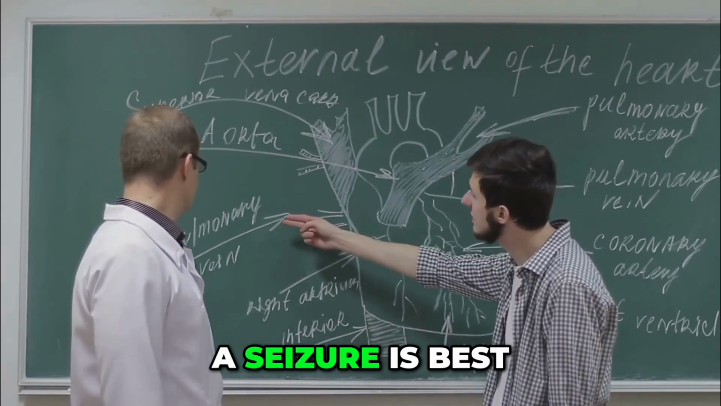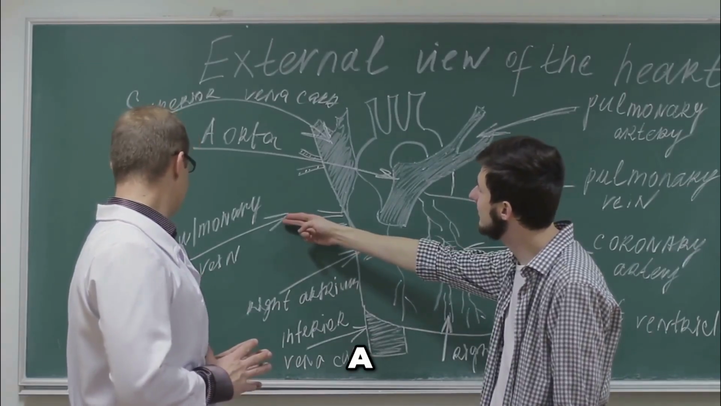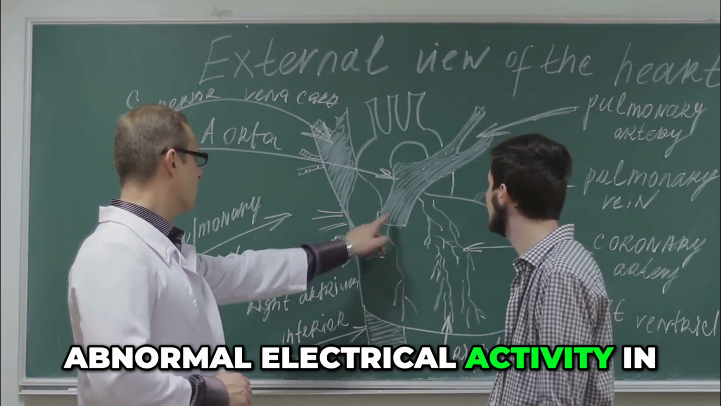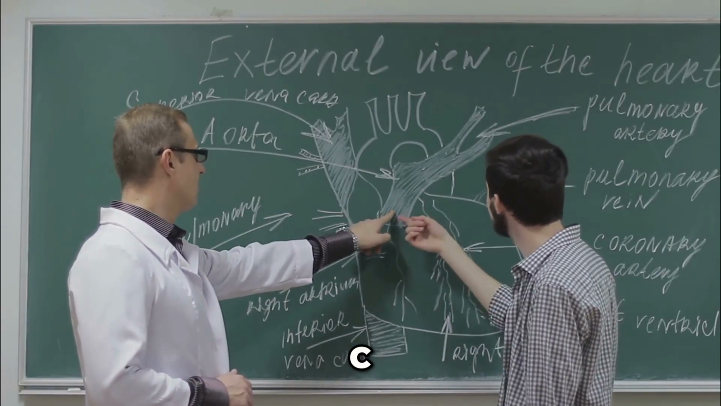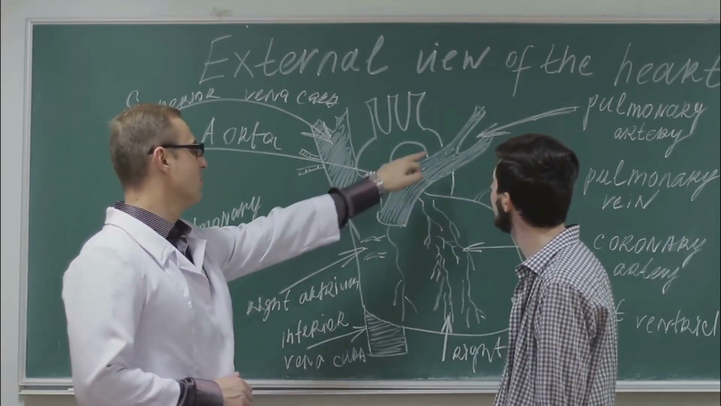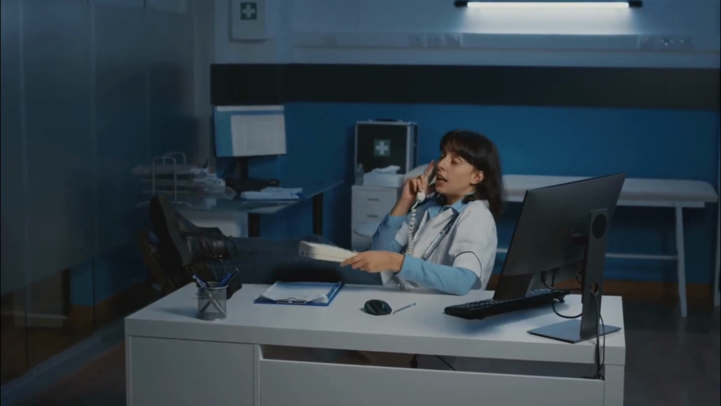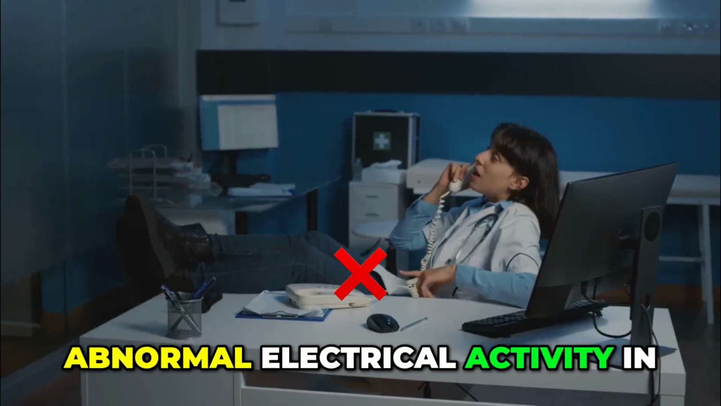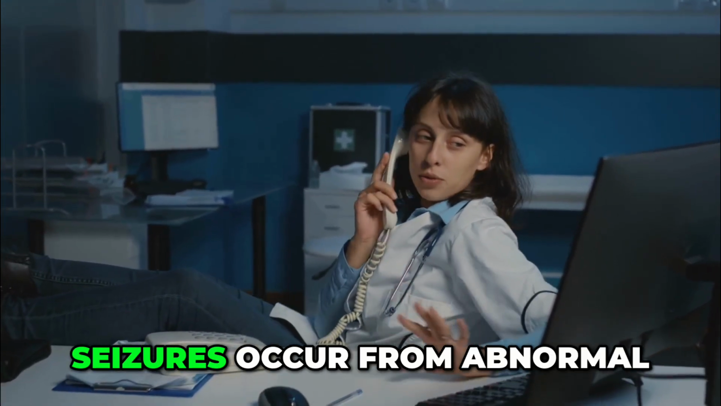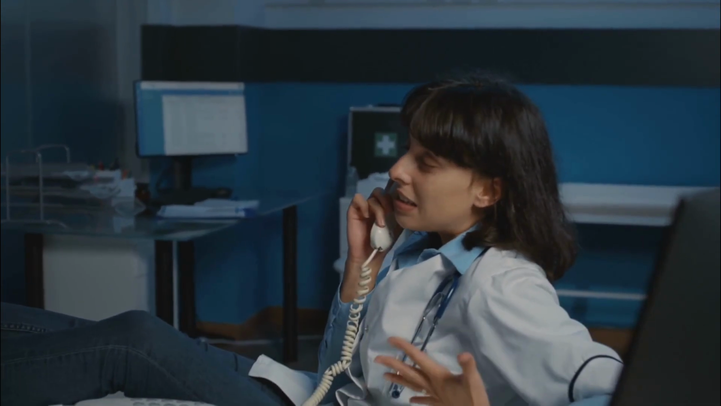14. A seizure is best described as A. Infection of the meninges. B. Abnormal electrical activity in the brain. C. Blood clot in the lung. D. Loss of kidney function. Answer: B. Abnormal electrical activity in the brain. Rationale: seizures occur from abnormal neuronal firing.